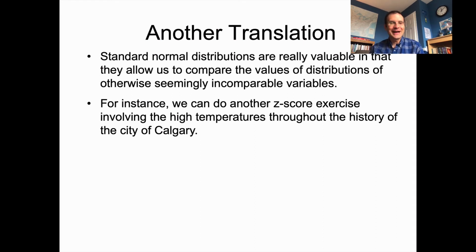Sorry for keep going back to this topic, but we're going to do another z-score exercise involving the high temperatures throughout the history of the city of Calgary. News, by the way, it's cooled down here considerably. I think in terms of Celsius temperatures, it's about 15 degrees. It's like 60 in terms of Fahrenheit. It's a lot easier to lecture in my office today.